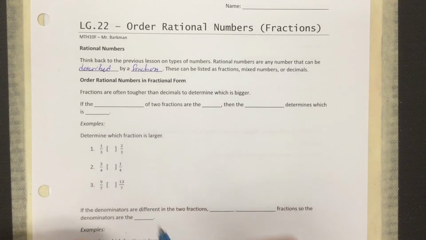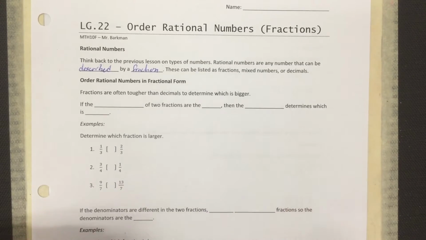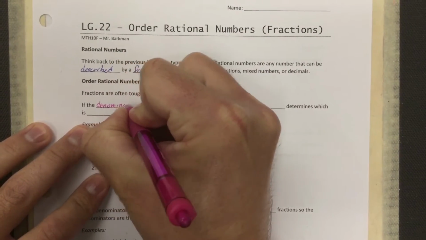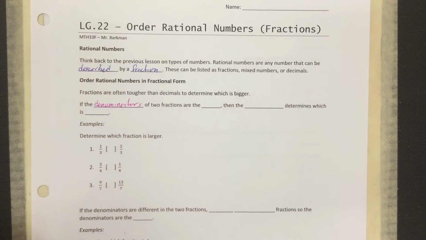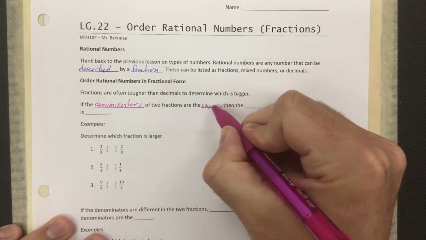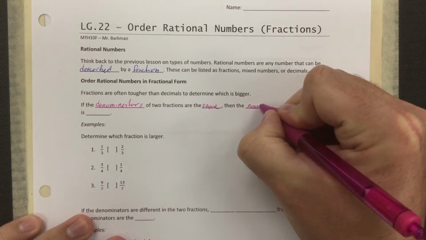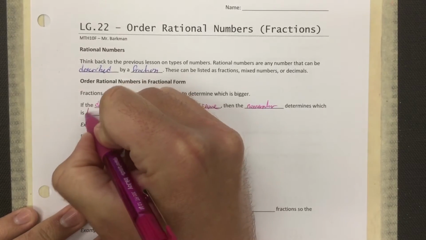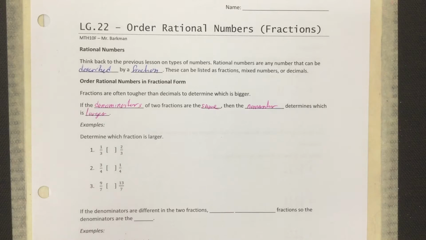Now, fractions are often tougher than decimals to describe which is bigger, unless we have a common denominator. If the denominators of two fractions are the same, then the numerator, which is the top number, determines which is larger.